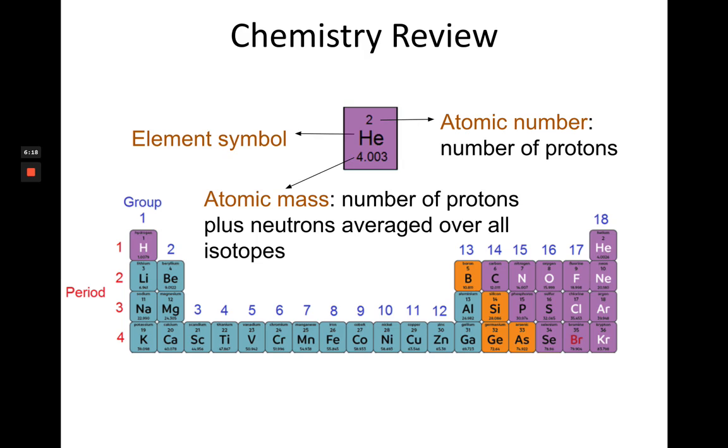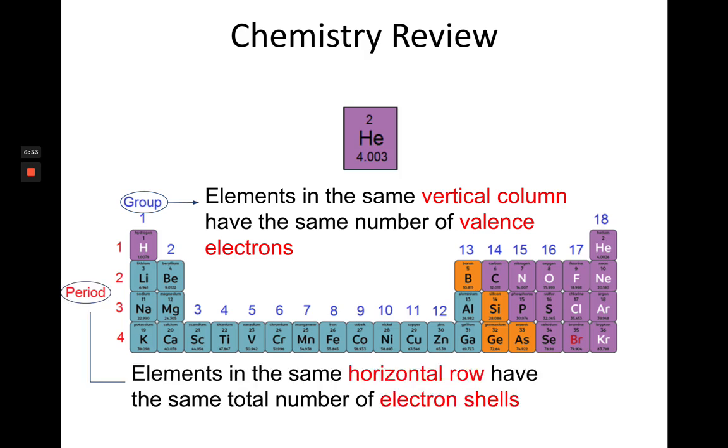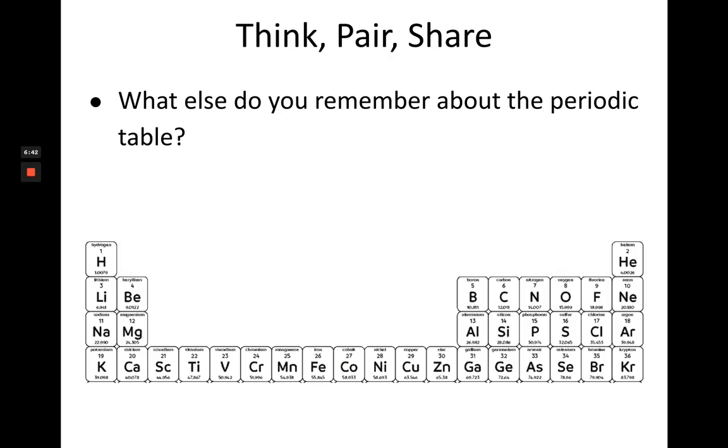averaged over all isotopes. Then we have groups, which are elements in the same vertical column that are going to have the same number of valence electrons, and remember valence electrons are the outermost electrons on an atom. And then we also have periods, which is the horizontal row, and these are going to have the same number of electron shells. So, very quickly, turn to your table mate. What else do you remember about the periodic table?